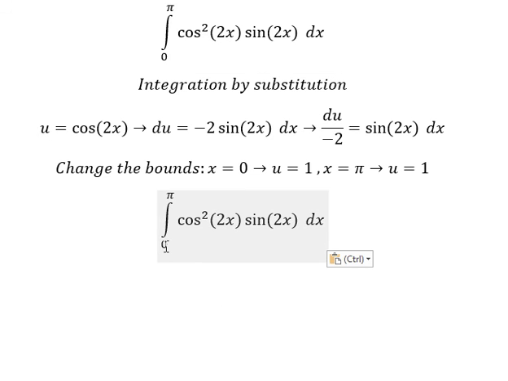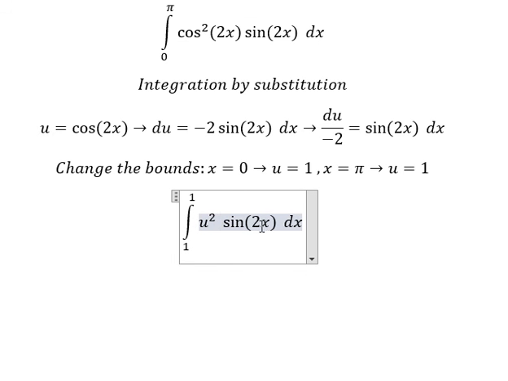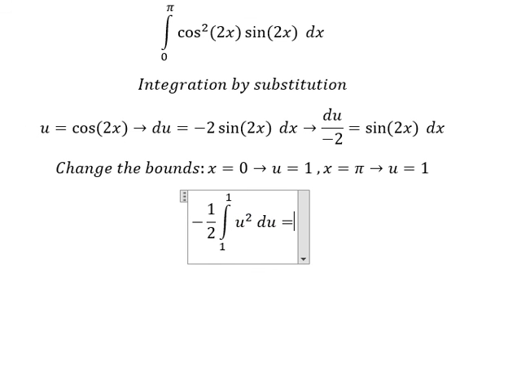Now 0 we change to 1, b we change to 1, this one we change to u squared, and sine 2x dx we change to du over negative 2. We see that the bound on the top equals the bound on the bottom in here, so 1 equals 1. Because the bounds are equal, the value of this integral is 0.